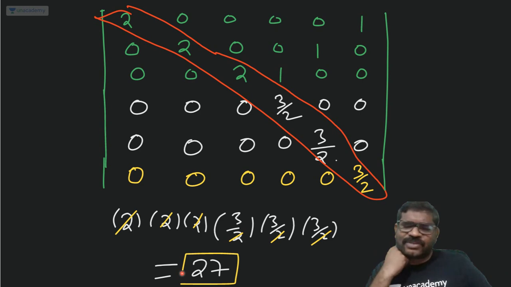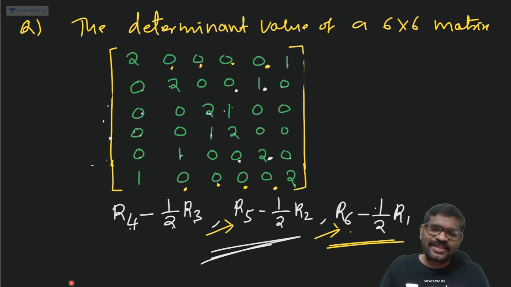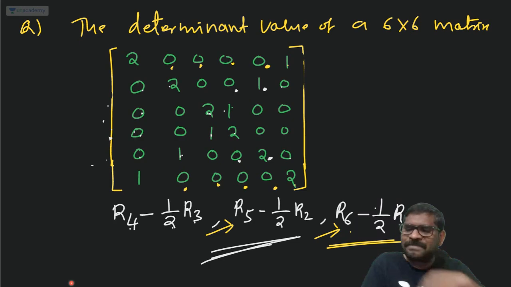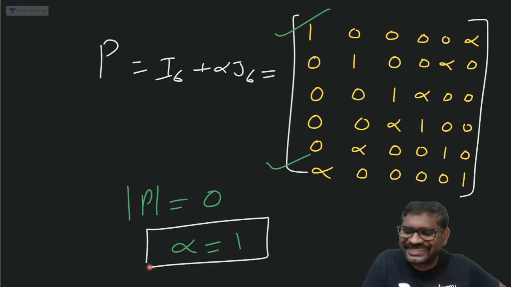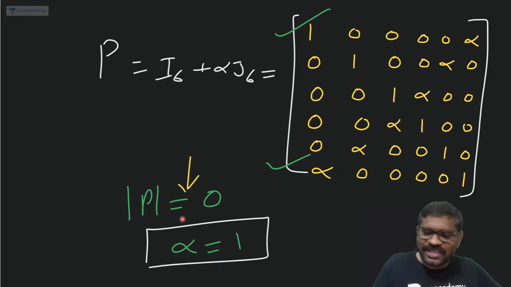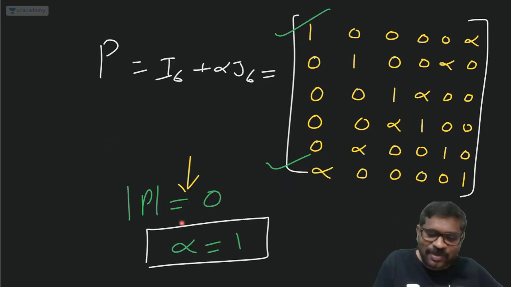Vineet, first row and last row are proportional. How proportional? Here proportional, because determinant is 0. Here not proportional. Similar problem. That's why I have discussed here.